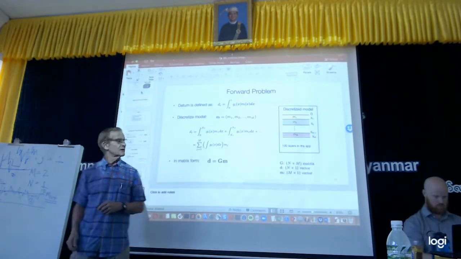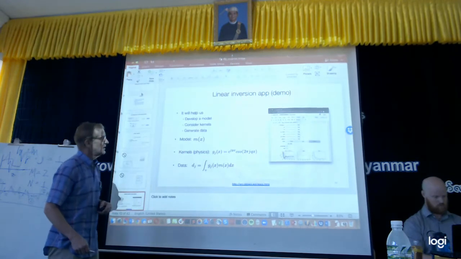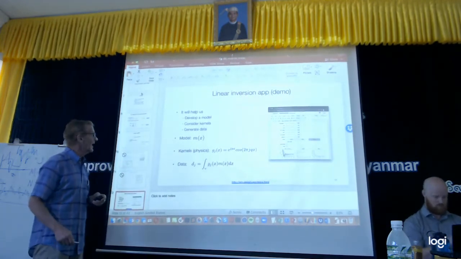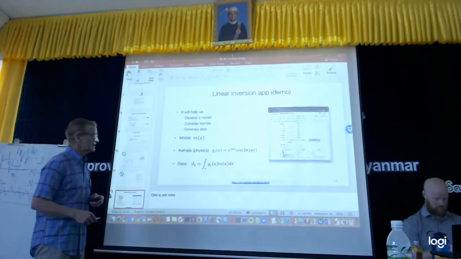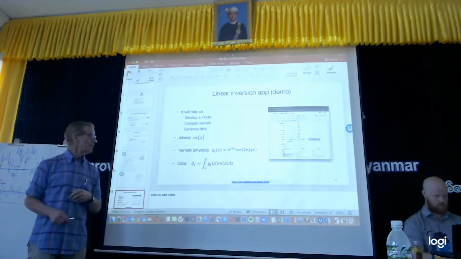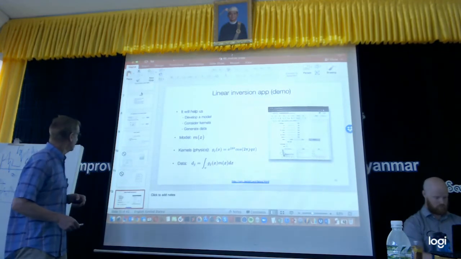Oh, what happened there? Okay. Shoot, these were supposed to be gone. Okay, so I'm going to open the linear inverse app. It's going to look like this. I'm going to give you a demo first. The linear inversion app demonstration.